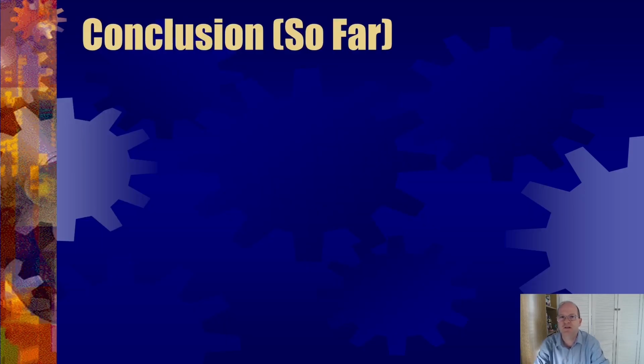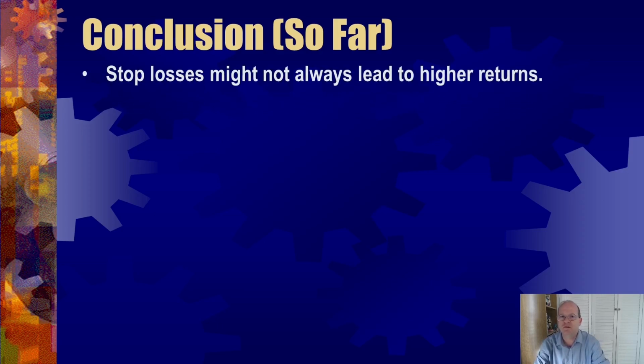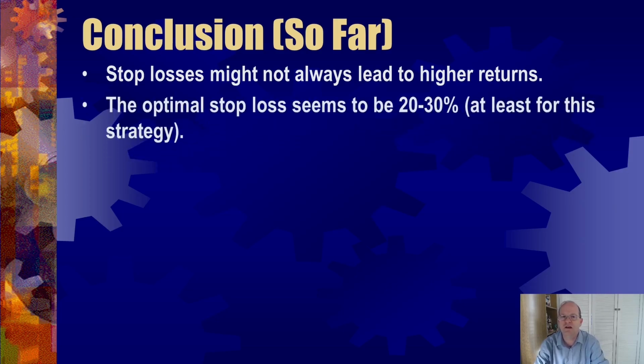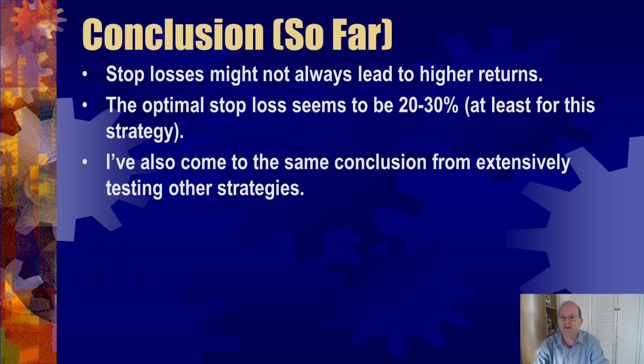So what is the conclusion so far? Stop losses might not always lead to higher returns. Sometimes they do, sometimes they don't. And the optimal stop loss seems to be 20 to 30%. I should mention that it's just for this strategy. It might be different for whatever strategy you're using. And I've actually found this on doing a lot of other testing, for example, when I was building the stop loss strategy into this system. So for further tests, I will use a stop loss of 25%.